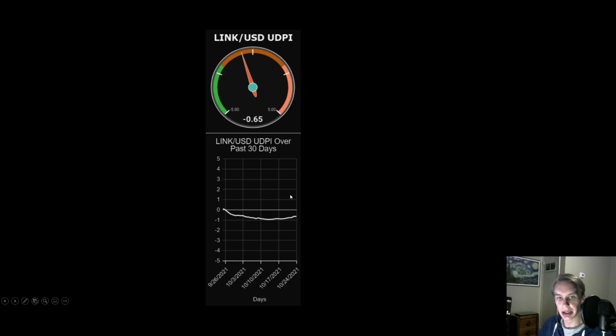And so Link is still looking like it's at a pretty healthy point, has plenty of room to run if it starts to really move.